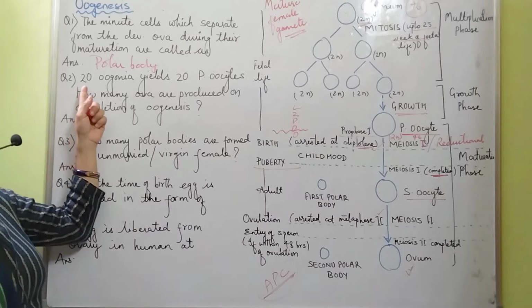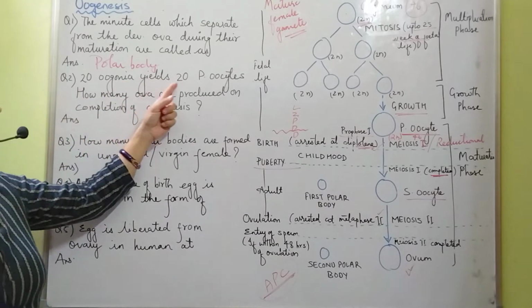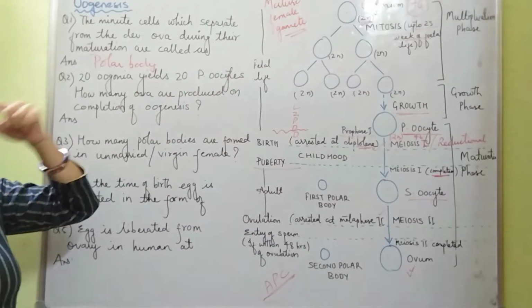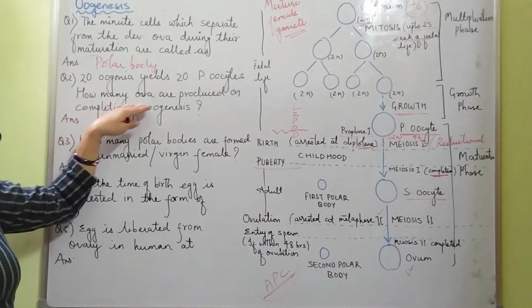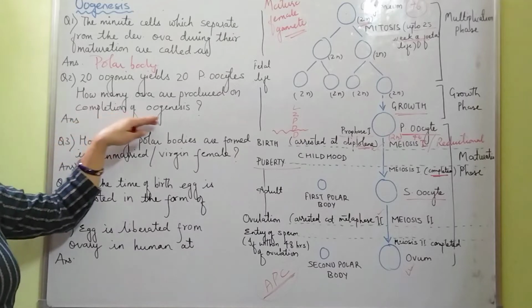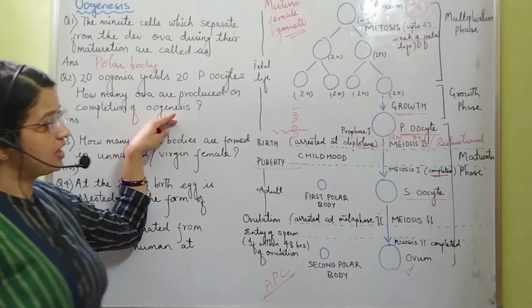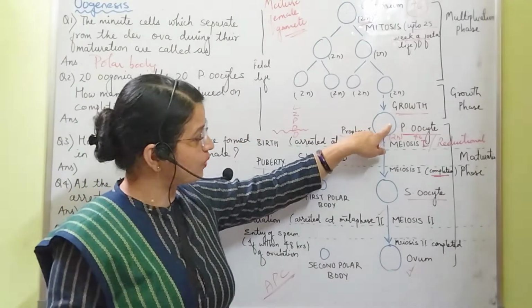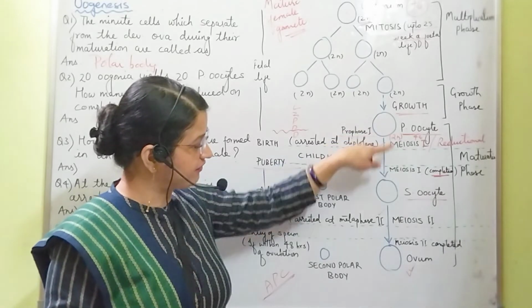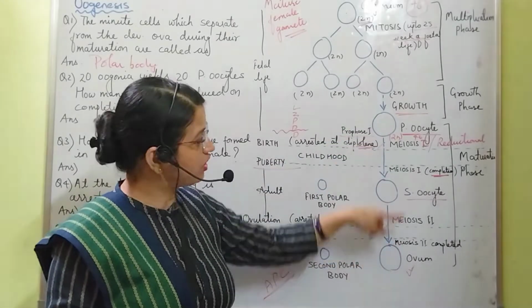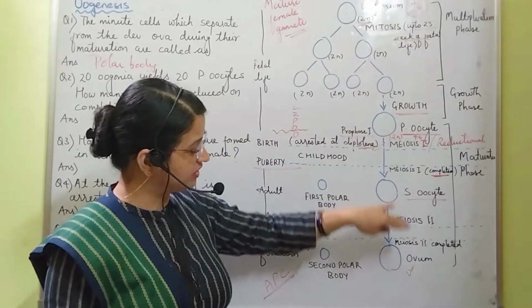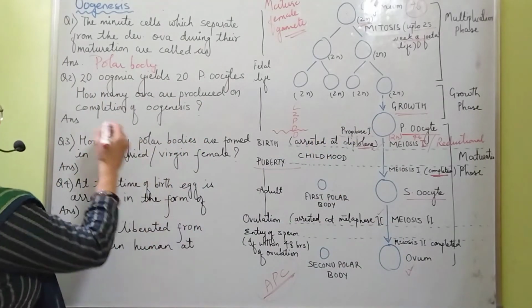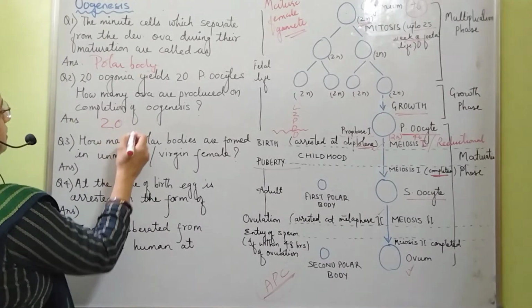Now the next question is: 20 oogonia yield 20 primary oocytes. Suppose there are 20 oogonia and they give 20 primary oocytes. How many ova are produced on completion of oogenesis? Now here we can see one oocyte gives rise to one ovum. So if there are 20 primary oocytes, they will give rise to 20 ovum.